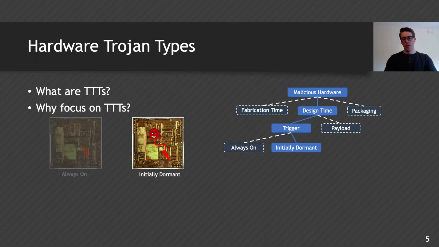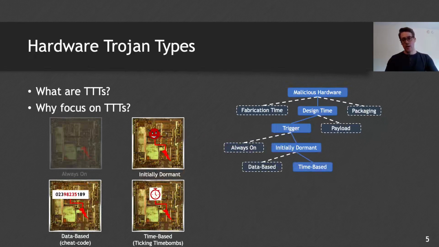Lastly, there are two main categories of initially dormant triggers: data-based or cheat code, and time-based or ticking time bombs. Data-based triggers are comprised of combinational or sequential logic that waits for a specific value or sequence of values to be expressed by signals or registers within the design. Alternatively, ticking time bombs or time-based triggers monotonically approach activation the longer the victim circuit operates continuously since the last system reset.